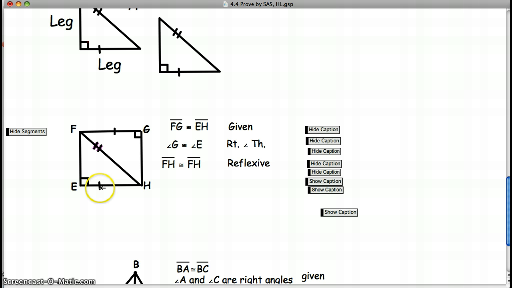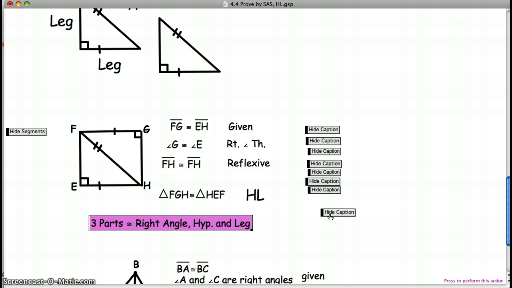So now we have a leg, the hypotenuse, because that's the hypotenuse across from the 90-degree angle. Then you have your 90-degree angle. Here you have your 90-degree angle, the same leg, and the hypotenuse. So with that being said, you know triangle FGH and HEF are congruent because of hypotenuse leg. The three parts are congruent: right angle, hypotenuse, and a leg. Always looking for three parts.